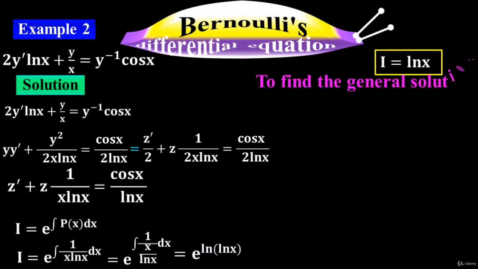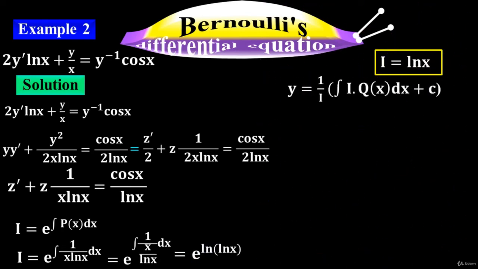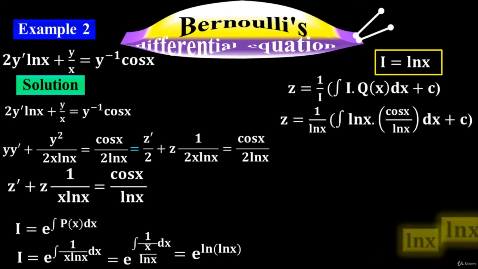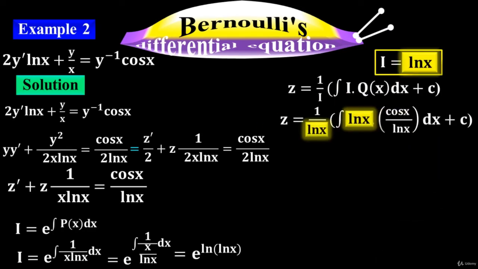Step 3. To find the general solution, which is y equals 1 over integrating factor times the integral of integrating factor times q of x dx plus c. Since we have supposed the z variable for y squared, it is better to write z equals 1 over integrating factor times the integral of integrating factor times q of x dx plus c. Substitute the value of the integrating factor, which is natural log x, the integrating factor that we got in step 2. And obviously q of x is cos x over natural log x.